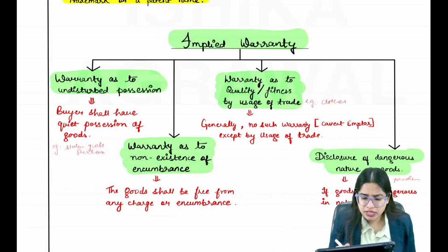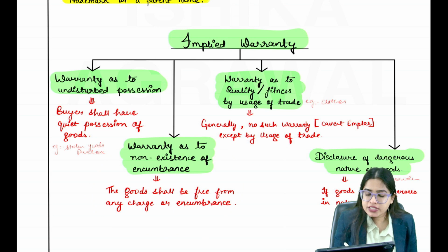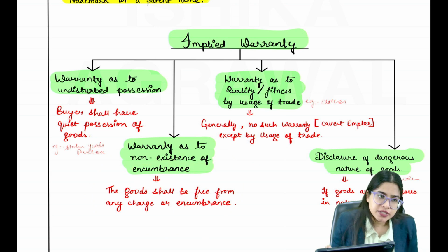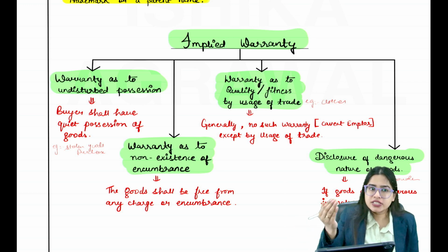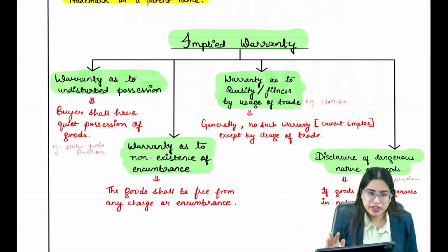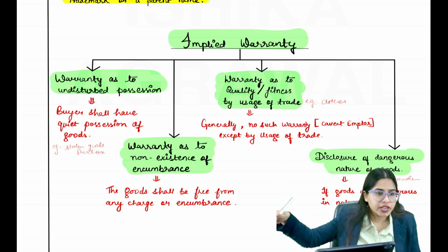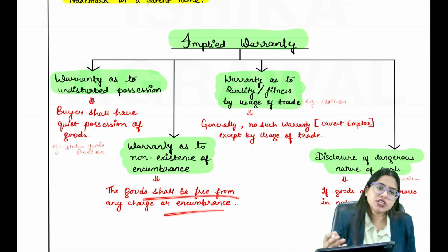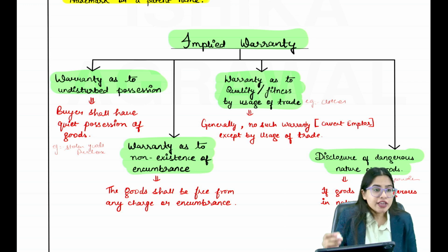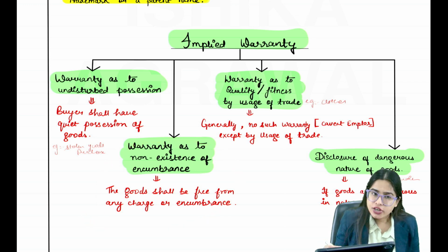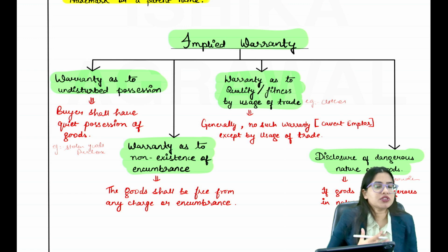Okay, the second warranty is warranty as to non-existence of encumbrance. Encumbrance means security. If I am purchasing any goods, they should be free from any security. That means they should not be mortgaged or pledged. If there is any encumbrance or any charge on the goods and I incur any loss because of that, then I can claim the damages from the seller.